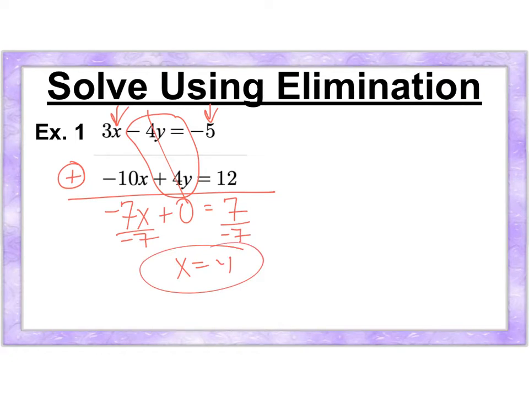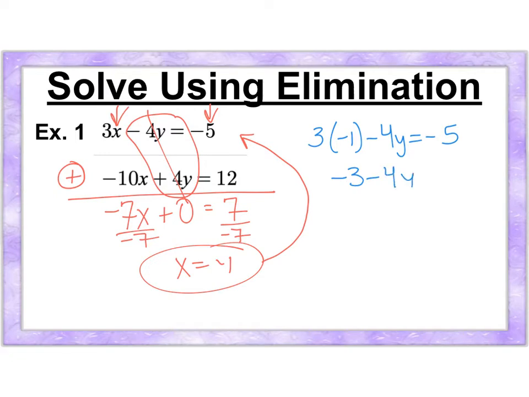Remember, we're not finished. We need to find the y value. You can plug that back into either equation. I'm going to go into the first equation. So I have 3, plug in my x as negative 1, minus 4y equals negative 5. So negative 3 minus 4y equals negative 5. I'm going to add 3 to both sides. Negative 4y equals negative 2.